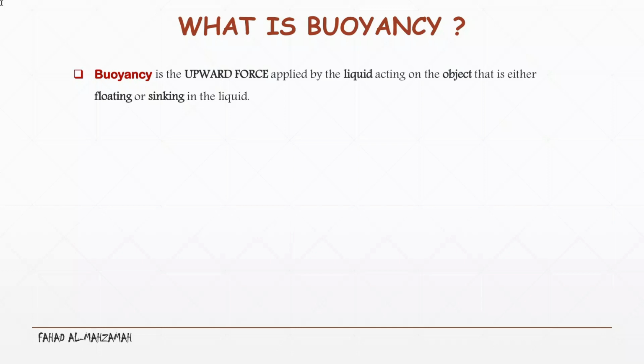Floating means يطفو يعوم. Sinking معناها غرقان. Okay, مغمور في السائل. So from this definition we can understand 5 points. Okay, and these 5 points, it's very important to know.